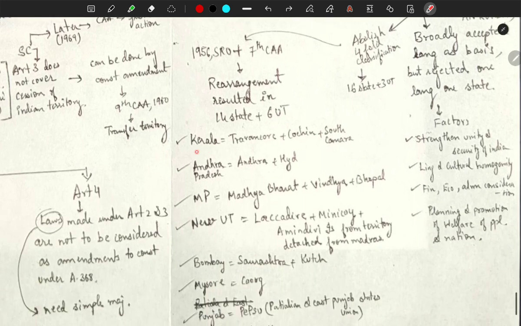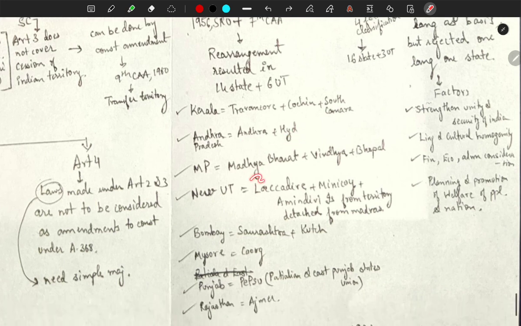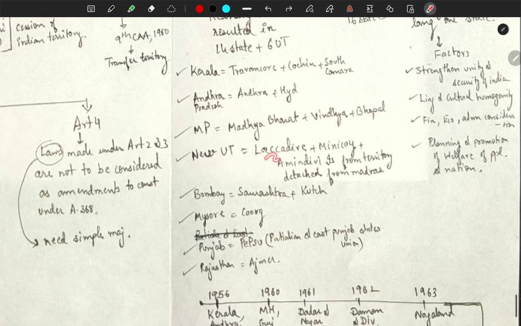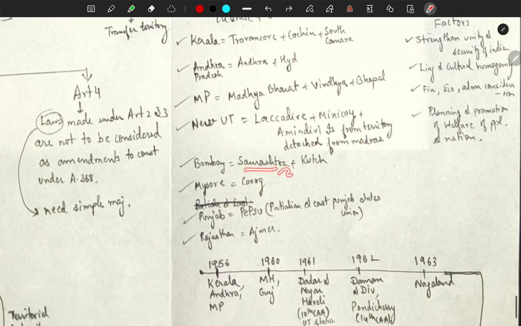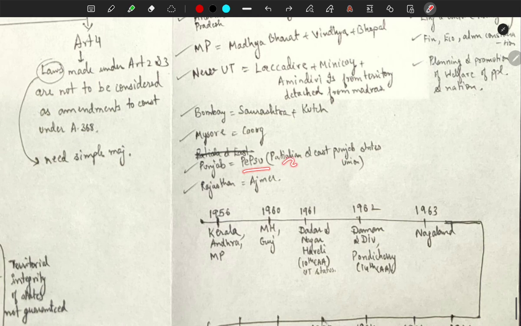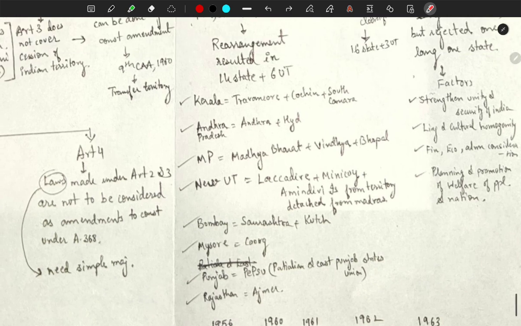So Kerala was formed by merging Travancore, Cochin and South Canara. Andhra Pradesh was formed by merging Andhra and Hyderabad. Madhya Pradesh was formed by merging Madhya Bharat, Vindhya and Bhopal. Then a new union territory was formed by merging Lakshadweep, Minicoy and Amindivi Islands, from territories detached from Madras. Then Bombay was formed by merging Saurashtra and Kutch. Coorg was included in Mysore state. Then PEPSU, Patiala and East Punjab States Union, was merged into Punjab, and Ajmer into Rajasthan. So these are all the reorganizations that happened at that time.